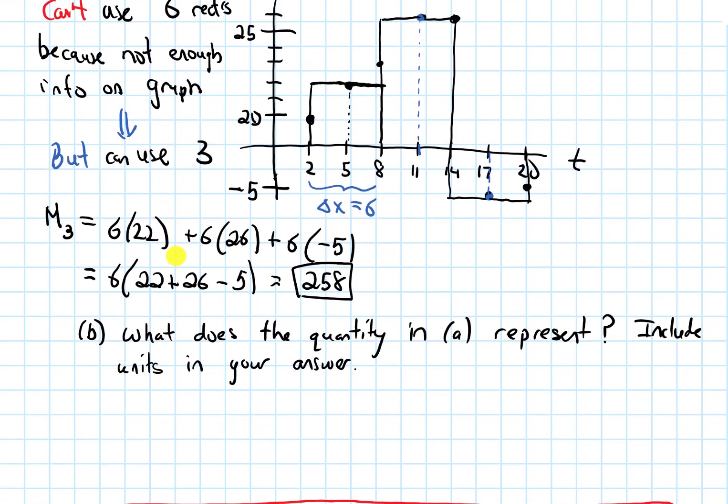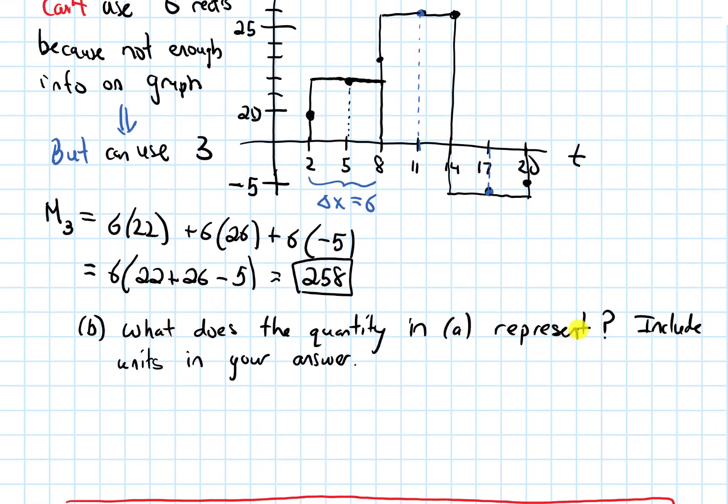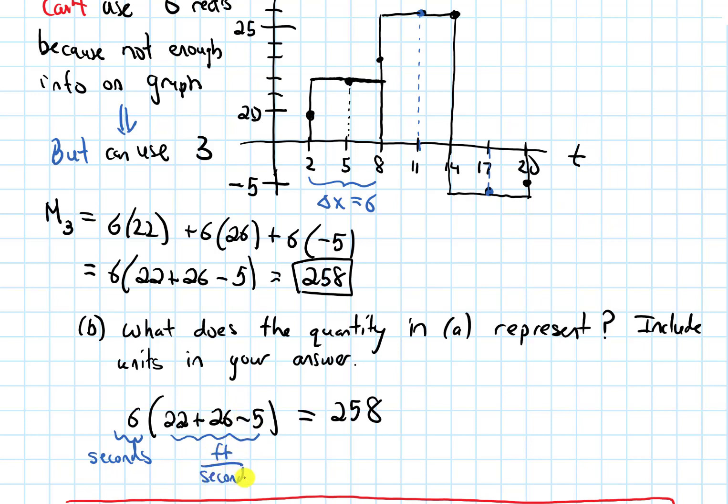All right, so now part B of this question asks, well, what does the quantity that we got in part A represent? Include units in our answer. So what we just did was, we did 6 times 22 plus 26 minus 5, and we got that equaled 258. So let's think about units here. For the 6, that's in seconds. And for the 22 and the 26 and the -5, these are all in feet per second, because these were our velocities. So when you multiply those, the seconds here and the seconds there are going to cancel, and we'll just end up with feet. So what we're ending up with is sort of a length. Right? I have this 258, and that's in feet.